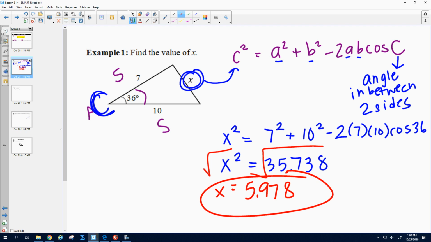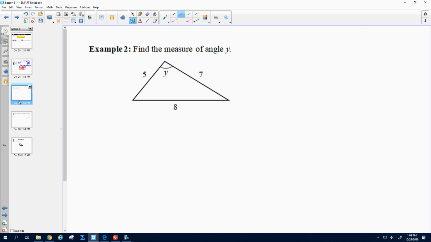Make sure it makes sense. A lot of times you'll know if it doesn't look quite right. That looks right to me based on what these other sides are. All right, so that's one example.